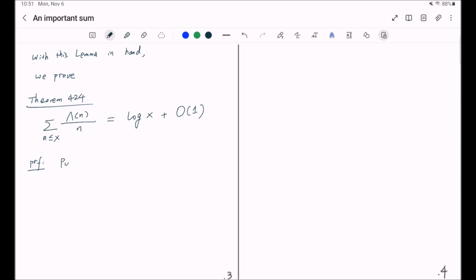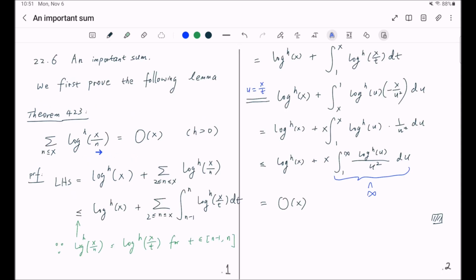To prove this, we first put h equal to 1 in the previous theorem, and it follows that the sum of log of x divided by n for n less than or equal to x is equal to big O of x. This theorem actually tells you the growth rate of the sum is always x, independent of the choice of h. And this h might only affect the constant in front of this x.